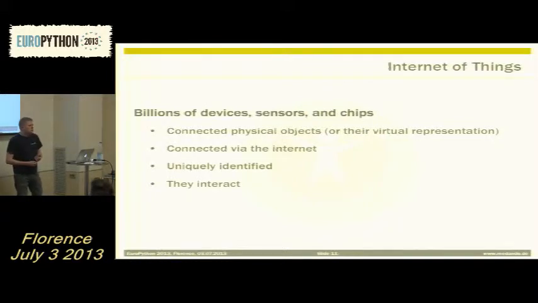Well, in the Internet of Things, the perfect view is that everything has a unique identifier. You can address it with an address space, send messages to it, receive messages from it. And they interact. So the basic principle of the Internet of Things is that devices interact between each other without any need of humans in between.